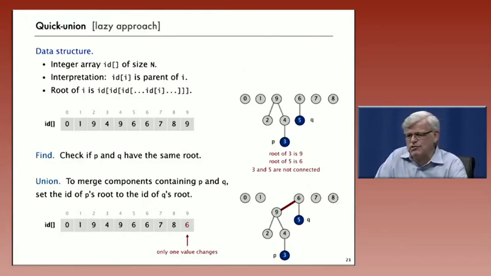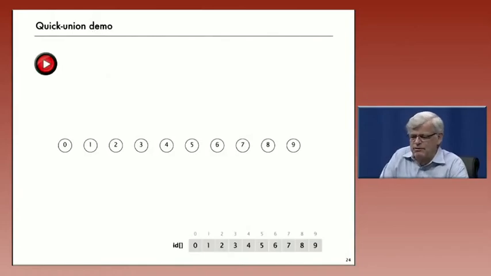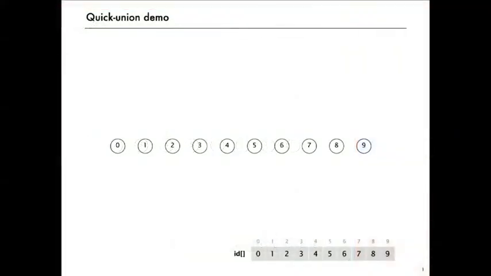So in this case, we would change the entry of 9 to be 6 to merge 3 and 5, the components containing 3 and 5. And with just changing one value in the array, we get the two large components merged together. That's the quick union algorithm, because the union operation only involves changing one entry in the array. Find operation requires a little more work. So let's look at a demo of that one in operation first.